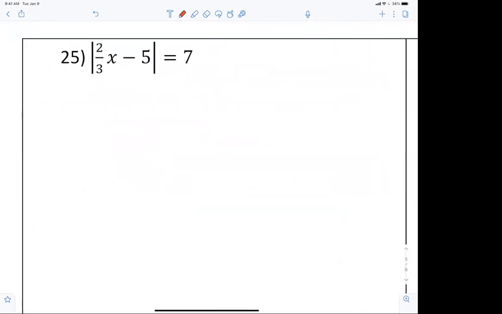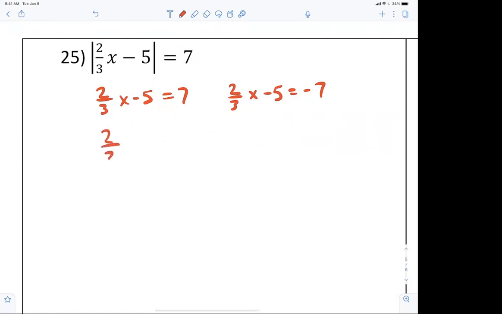All right, I got a nice fraction here for you. 2/3 x minus 5 equals 7. 2/3 x minus 5 equals -7. Now, come on, adding 5, that's just what? 7 plus 5 today is 12. Now we're going to multiply by the reciprocal, right? So when I multiply by the reciprocal, that's 3/2, right? Okay, what's 12 times 3 divided by 2? 18, because we do the 12 divided by 2 first.